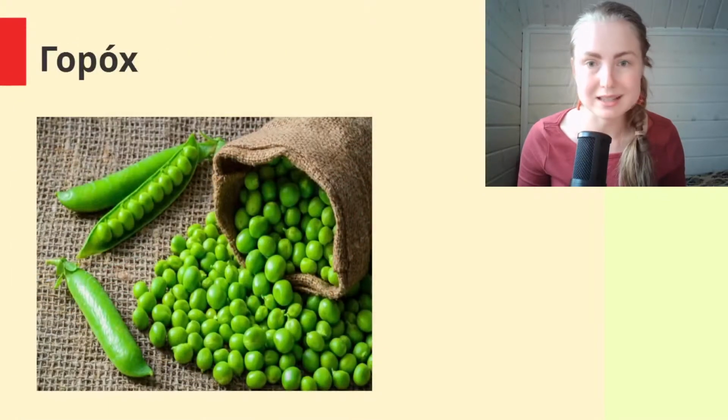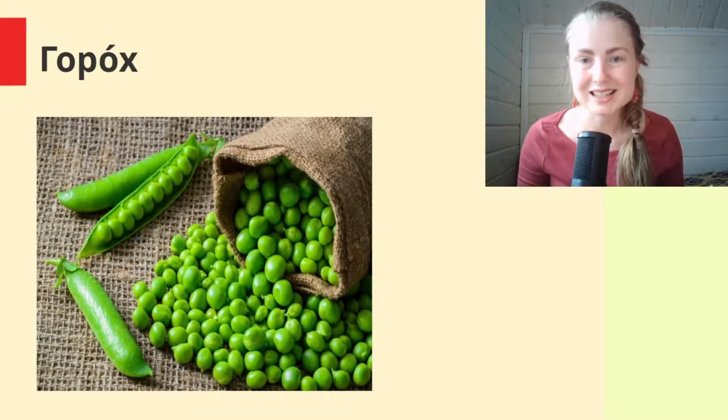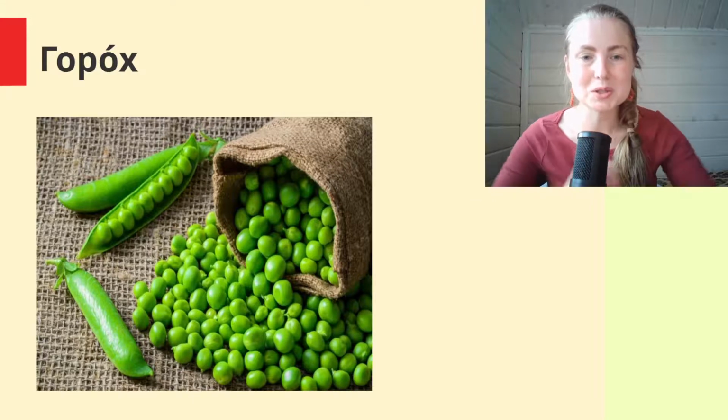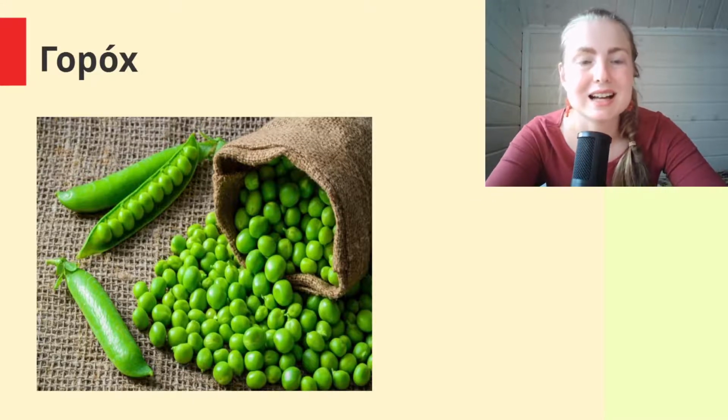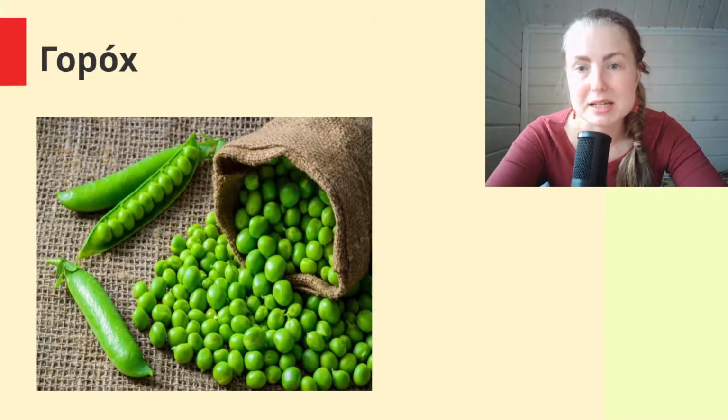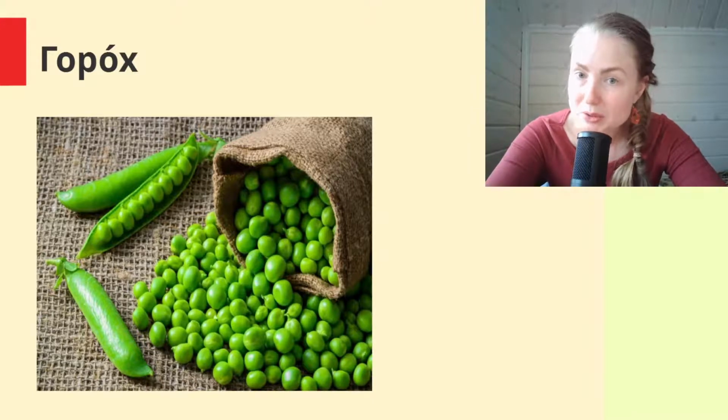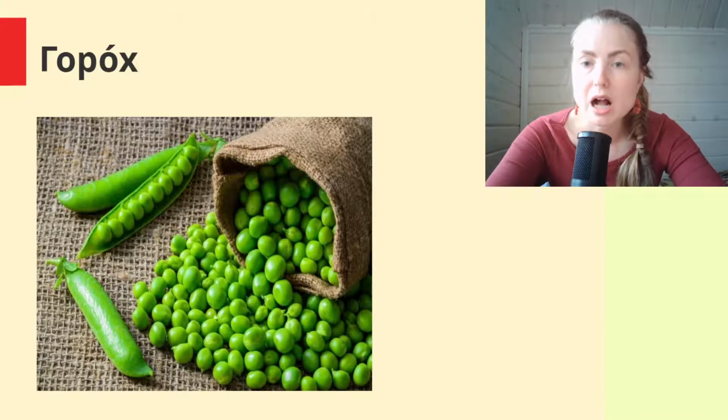Next word is горох. Горох is green peas. Here we have two letters O. The second O we pronounce clearly because it is stressed. But the first O we pronounce like A because it doesn't have an accent. Горох.